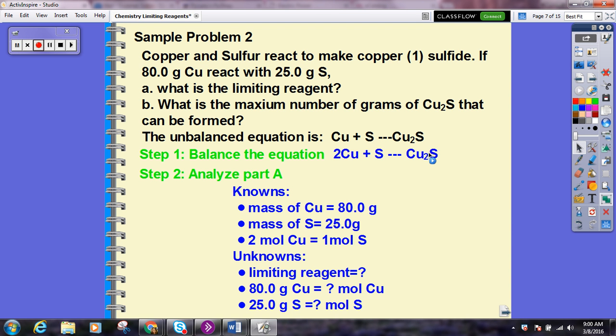So that part we now have to analyze. We have knowns. We know the mass of our copper is 80 grams. We know the mass of sulfur is 25 grams. We know our ratio is 2 moles of copper to 1 mole of sulfur. What don't we know? We don't know the limiting reagent, and we don't know how many moles of copper 80 grams equals, and how many moles 25 grams of sulfur equals. Luckily, we do know how to convert grams to moles, so let's figure that out.